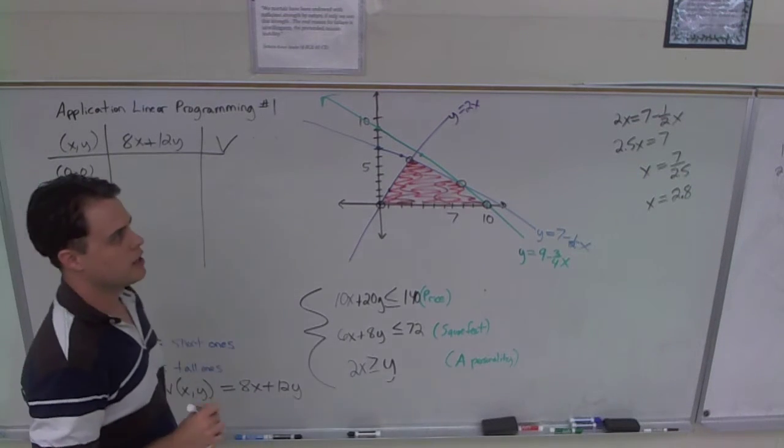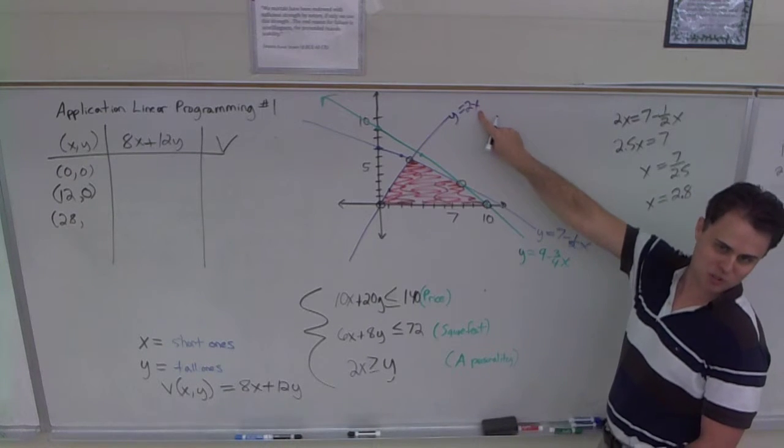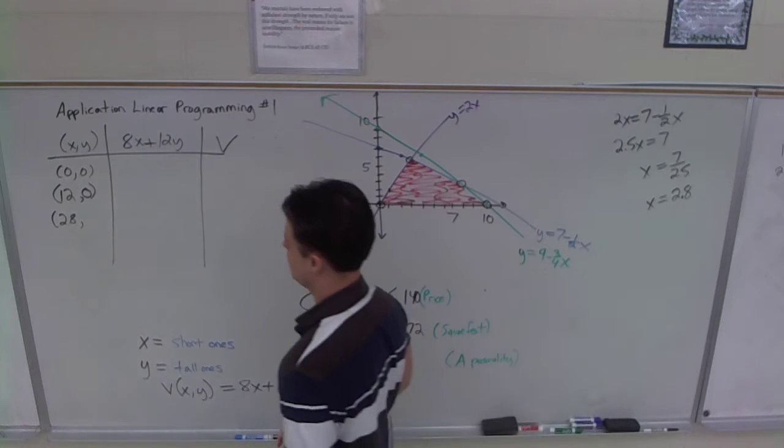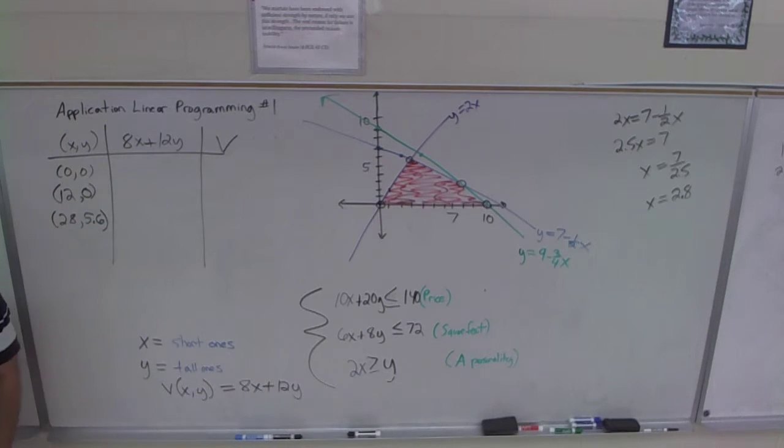2.8. How do you get the y coordinate? Stick it back in. I'd put it in the easy one. What's 2 times 2.8? 5.6. It's 5.6. Very good.